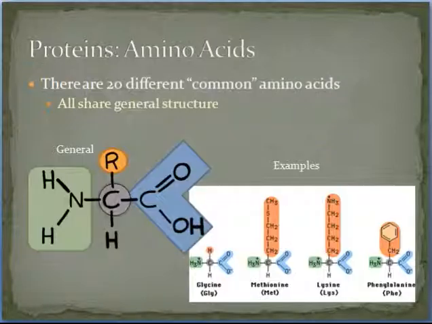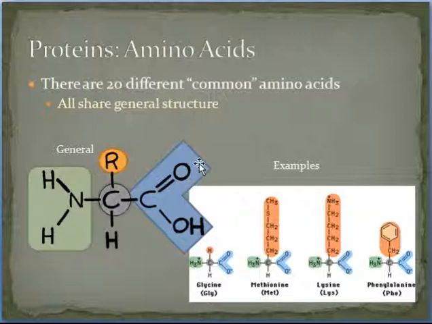Alright, so next, the amino acids. We know that proteins are made of amino acids, but we have to know what an amino acid is to understand this all the way. There are 20 different common amino acids. They all share a general structure, like you can see in this big picture here. They have an amino group in green here, and an acid group. This is a carboxylic acid, so we have amino acid.